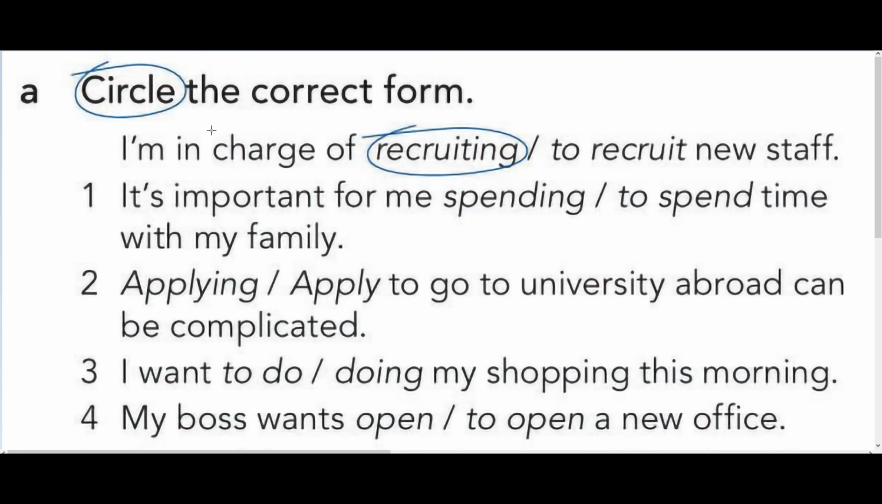Now let's start checking. Circle the correct form. I'm in charge of preposition, recruiting new staff. After prepositions, we use gerund. Okay. 1. It's important for me. It's an adjective. Here we use to spend time with my family. We use to plus infinitive with adjectives.